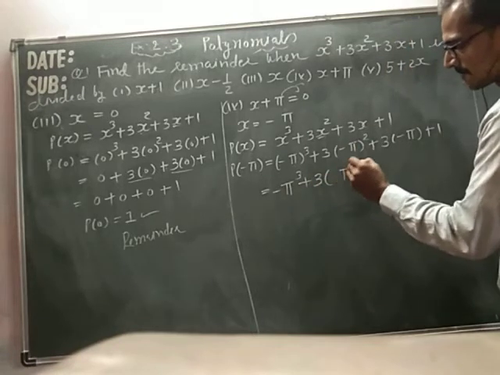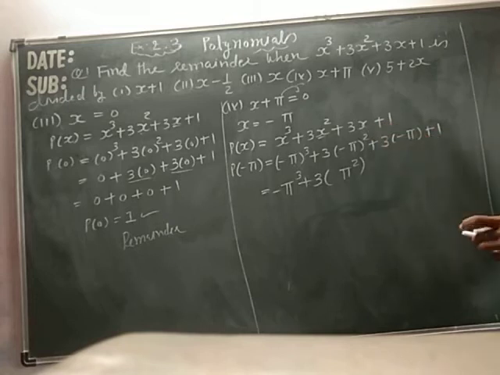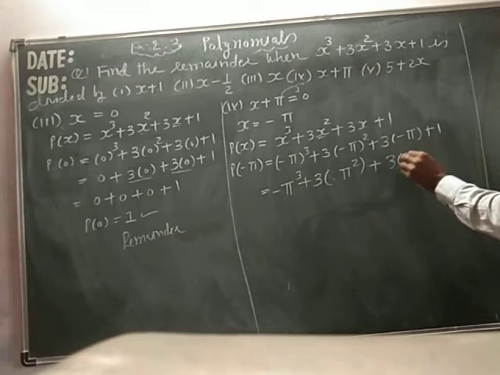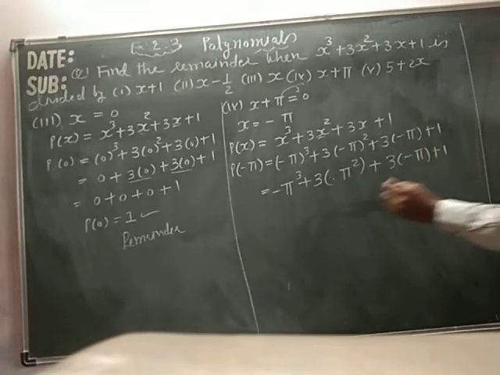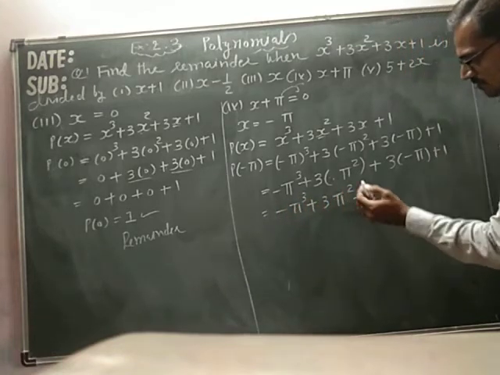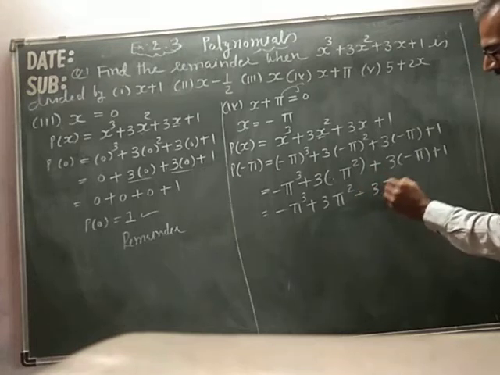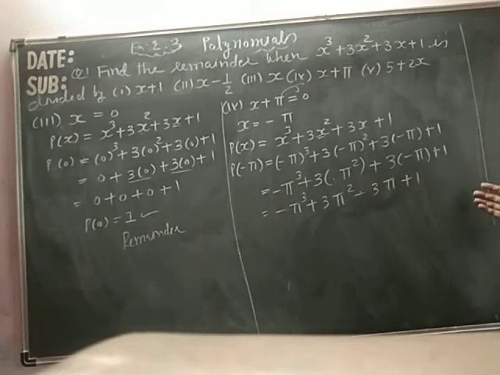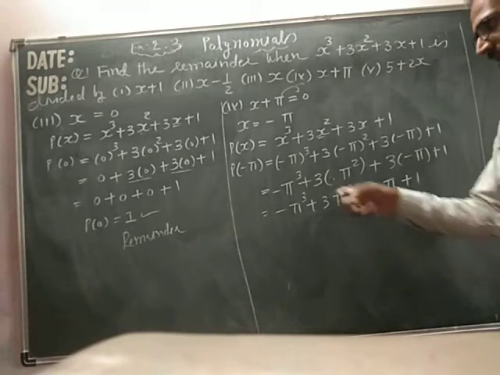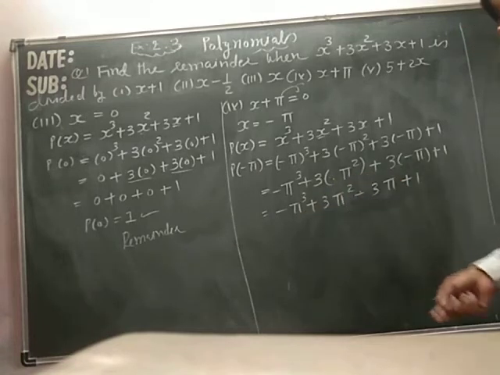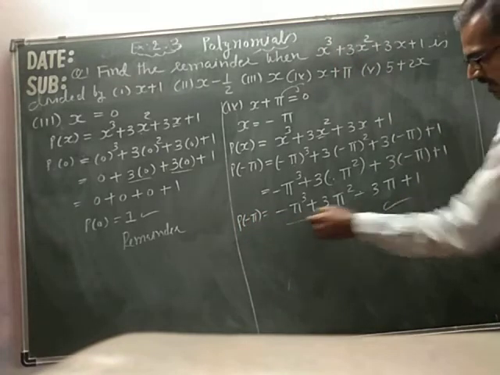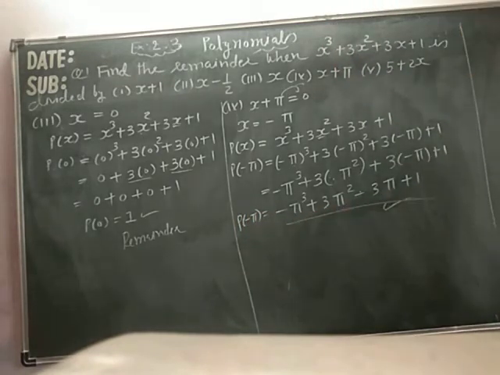Pi square, but 2 is divisible by 2, so the answer will be positive. No need to write this plus sign. 3 minus pi plus 1. Leave the bracket now. It will be minus pi cube plus 3 pi square minus 3 pi plus 1. Now you cannot solve this further because these are all unlike terms. Add and subtract is done only for terms whose power and variable are the same. So this whole is the remainder. Okay, go through it.